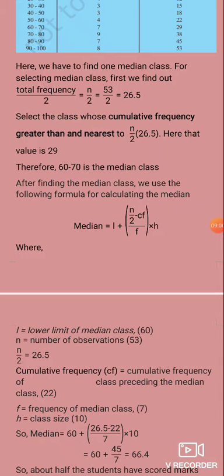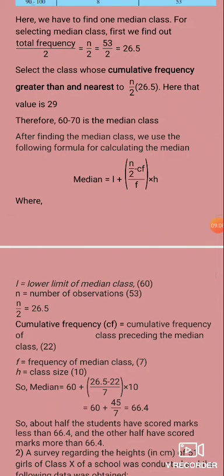Then 60 plus 45 by 7 is equal to 66.4. So listen carefully to the conclusion. About half the students have scored marks less than 66.4 and the other half scored more than 66.4. That is, the middlemost mark is 66.4. Listen carefully to the calculation once more. 60 plus 26.5 minus 22 is 4.5. 4.5 into 10 is 45 by 7. So 60 plus 45 by 7, which is 6.4. Add it, that is 66.4. Clear? So half of the students scored more than 66.4 and half scored less than 66.4.